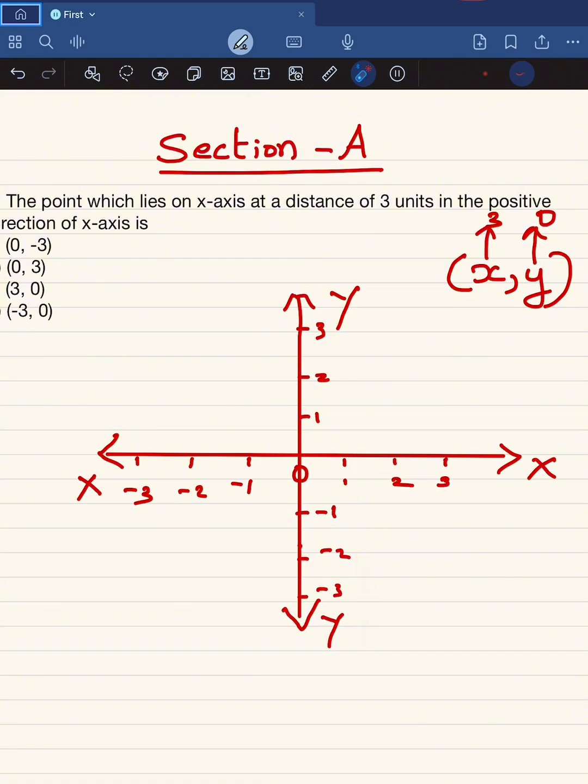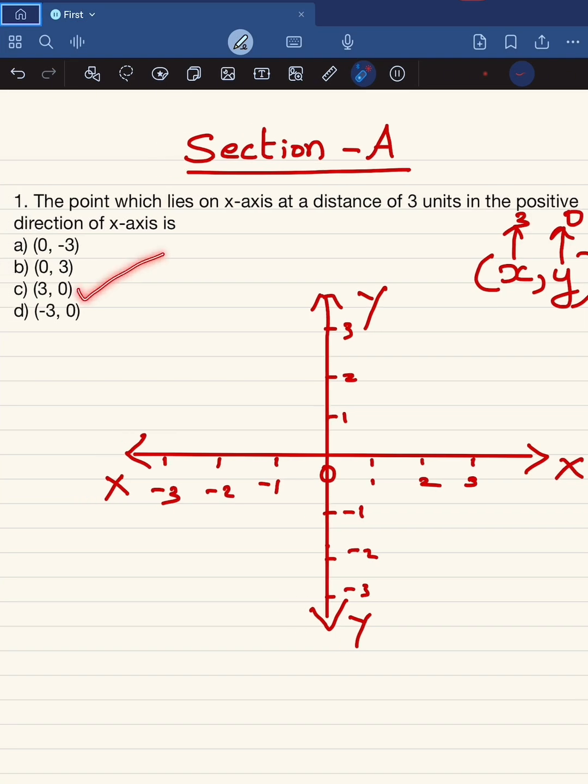So here they give the point which lies on the x-axis at a distance of 3 units. So x is 3 units, from 0 to 3. They didn't specify any value for y, so y is 0. So what is the answer? (x, y) is (3, 0). This is the answer. So the option is C. Hope you understand.